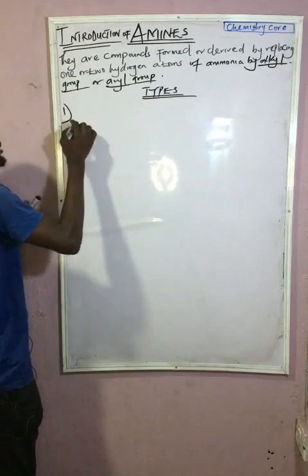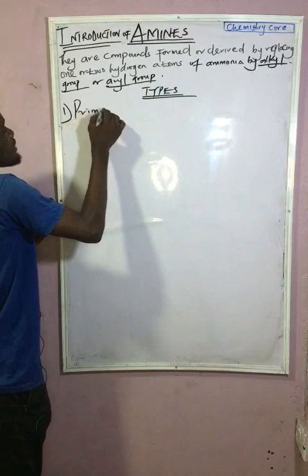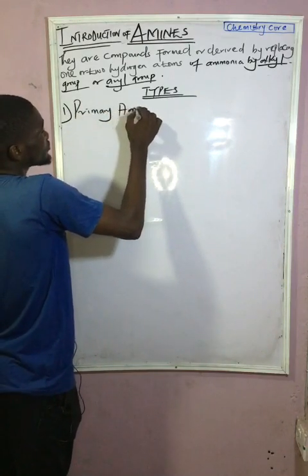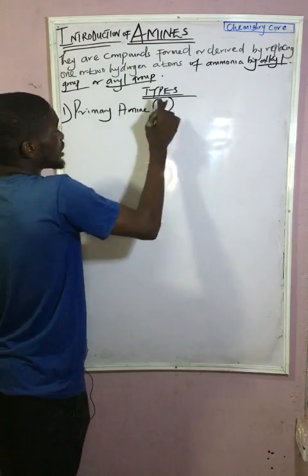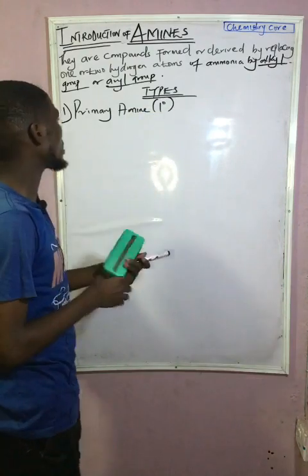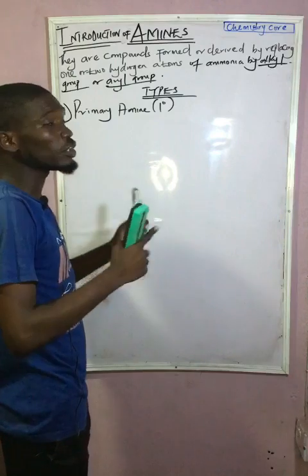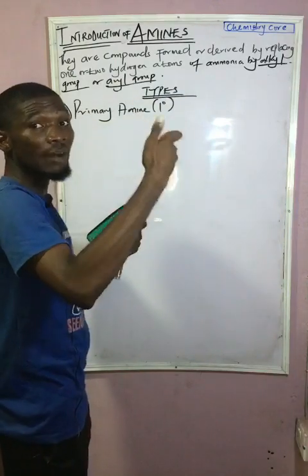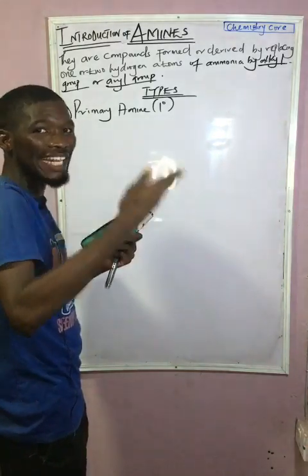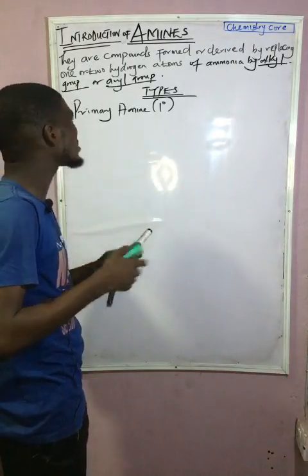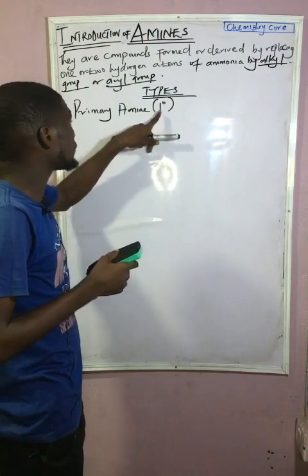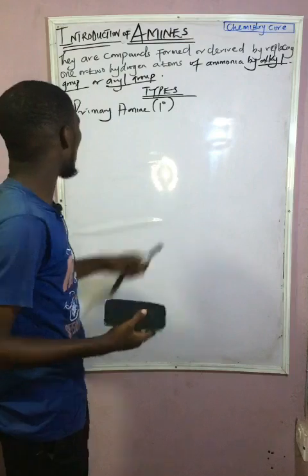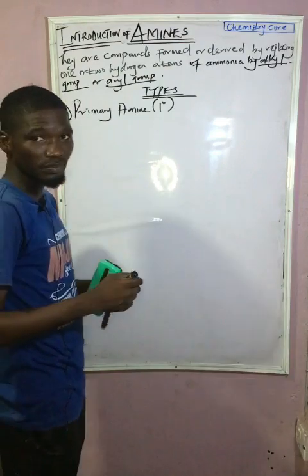The first one is primary amine, represented by this. So guys, anywhere you come across this, for all organic compounds from alcohol, which is alkanol, alkanoic acid, alkanoate, alkanal, alkanone, alkanates, if you find something like this, it starts as a primary. Is that clear now?